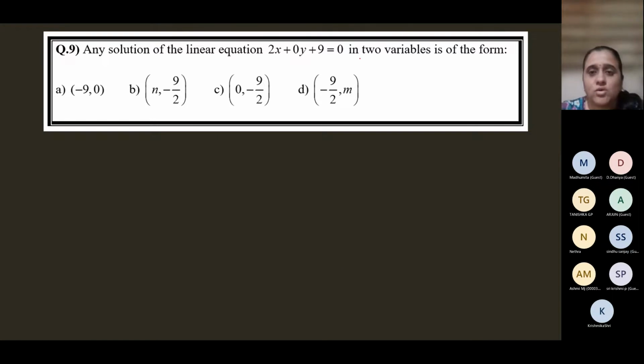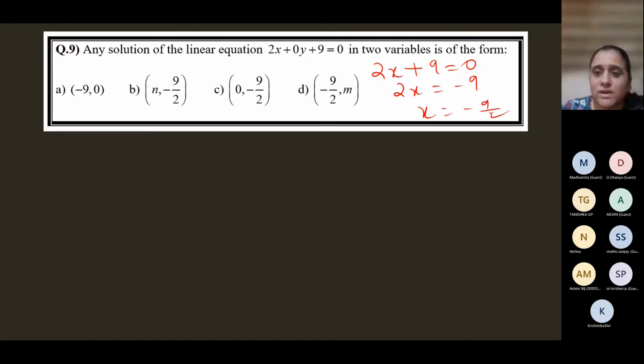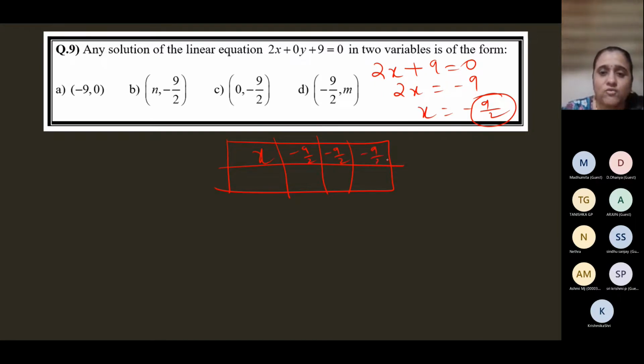Yeah, children. So on solving this, I'm repeating, 2x plus 0y you can ignore. 0y is 0. So we have 2x plus 9 is equal to 0. 2x is equal to minus 9. x is equal to minus 9/2. That means x is always minus 9/2, for any value of y. For any value of y, minus 100, 1, 0, whatever value of y.